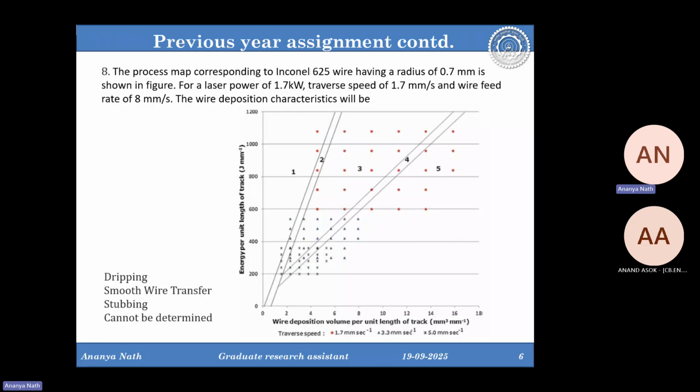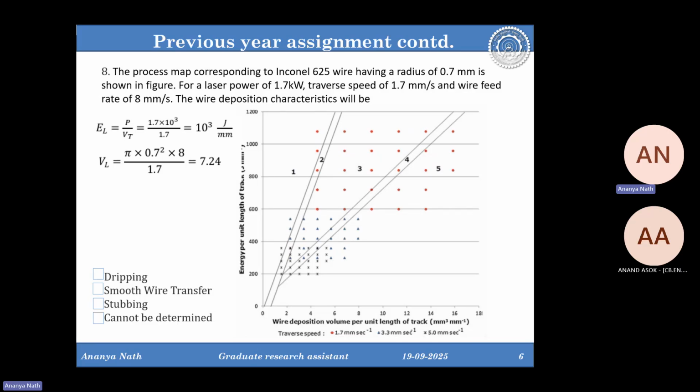This is the sum that we were discussing, the same sum. The process map corresponding to Inconel 625 wire having a radius of 0.7 mm, which means the diameter is 1.4 mm, is shown in the figure. The energy per unit length of track and wire deposition volume per unit length of track are given here. For laser power of 1.7 kilowatt, traverse speed of 1.7 mm per second, and wire feed rate of 8 mm per second.